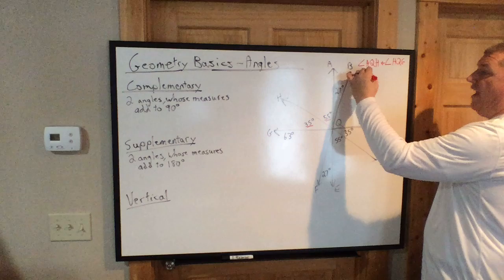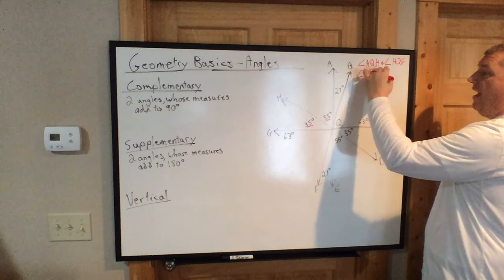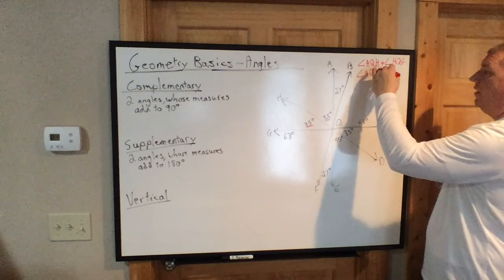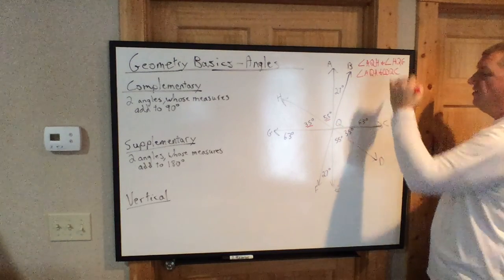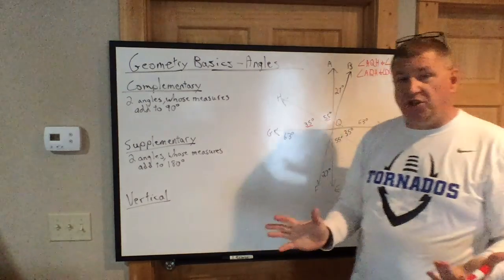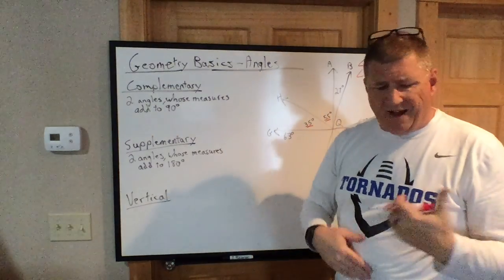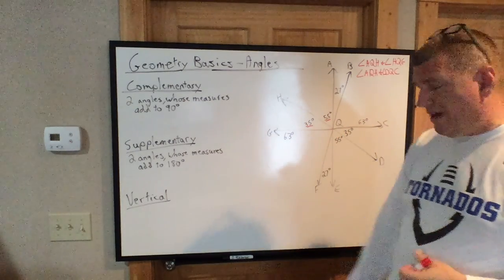So we have angle AQH, and what's the other angle? That would be angle DQC. Angle DQC, because that's 55 and that one's 35 as well. They don't have to be touching. They don't have to be what's called adjacent. We don't have to have that. All we're looking at is their numerical measures.